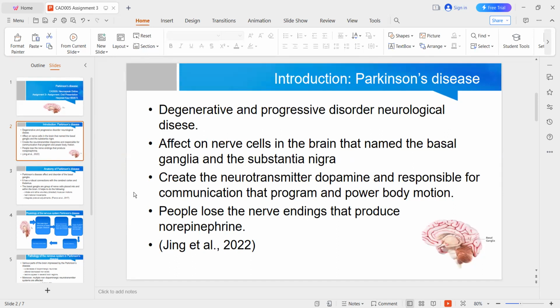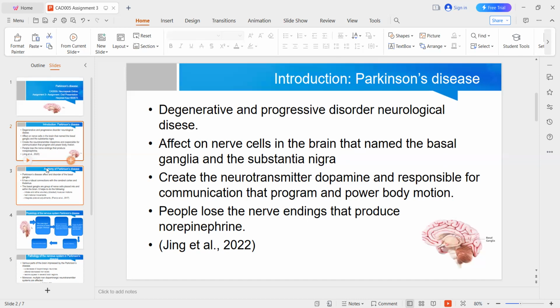According to Zhang et al. 2022, Parkinson's is a degenerative and progressive neurological disease that affects nerve cells in the brain, namely the basal ganglia and the substantia nigra. The basal ganglia create the neurotransmitter dopamine, which is responsible for communication that programs and powers body motion. Moreover, people lose the nerve endings that produce dopamine. It impacts people's personal life, social life, as well as their work life.